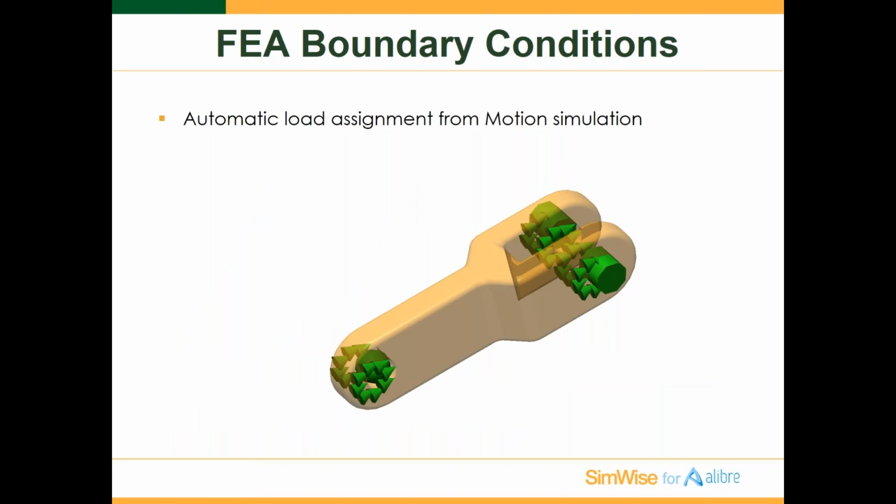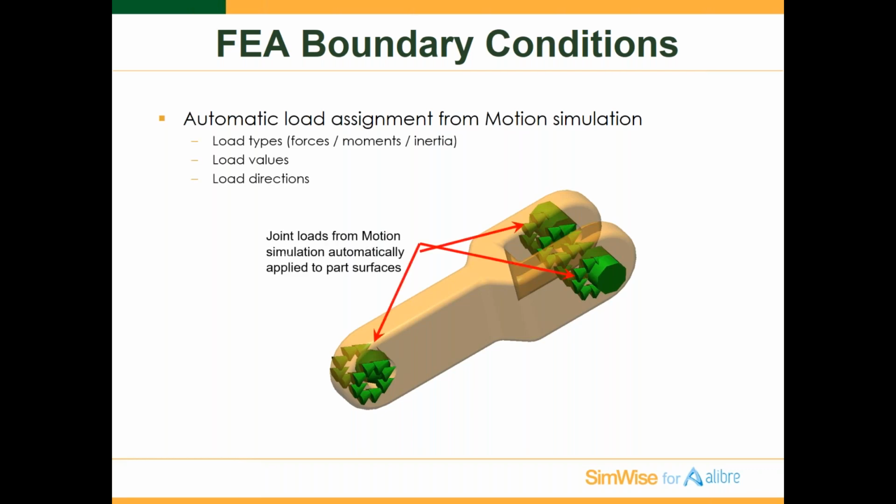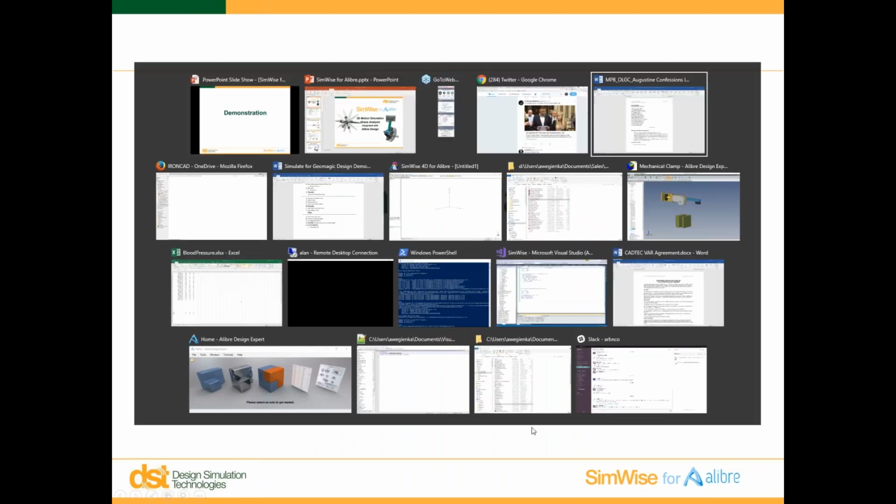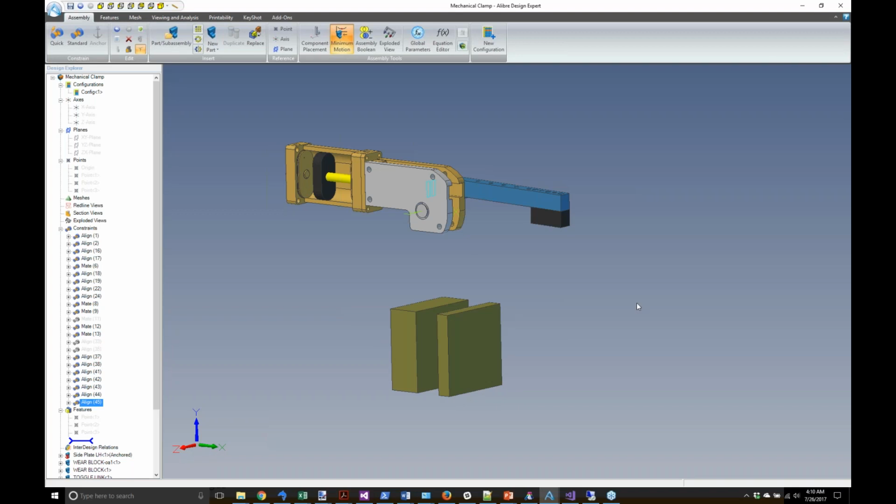Here's an example of loads that came over from a motion simulation. So these are dynamic loads, and they're distributed over geometry where the connections between the parts occurs. Okay, now I'd like to go and do a demonstration of these things.